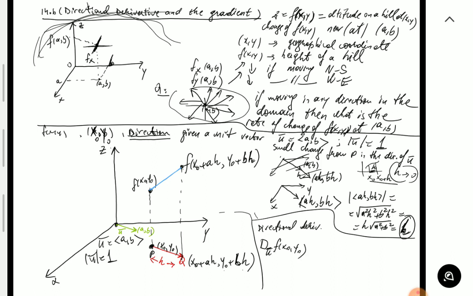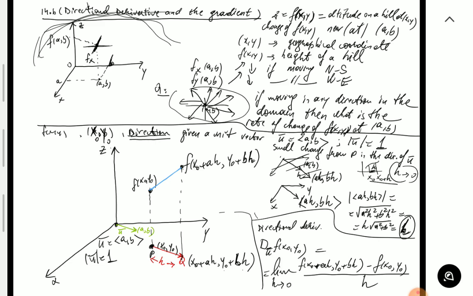You indicate the function, the point, and the direction of motion. And that's going to be by definition the limit as h goes to 0 of f of x naught plus ah, comma, y naught plus bh, minus f of x naught y naught, divided by h. Provided, of course, this limit exists. If it doesn't, of course, there is no derivative at the point in question.